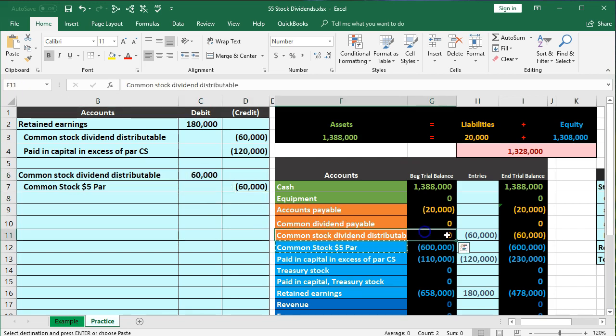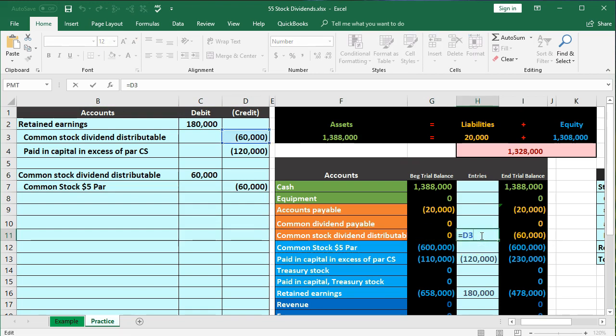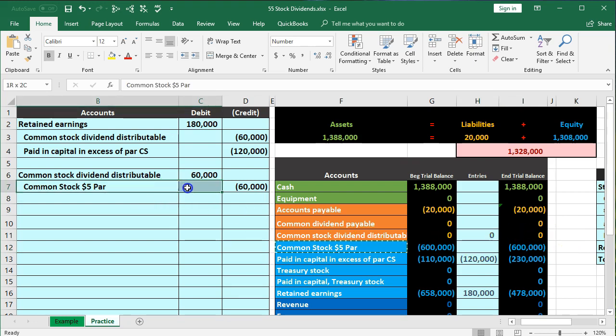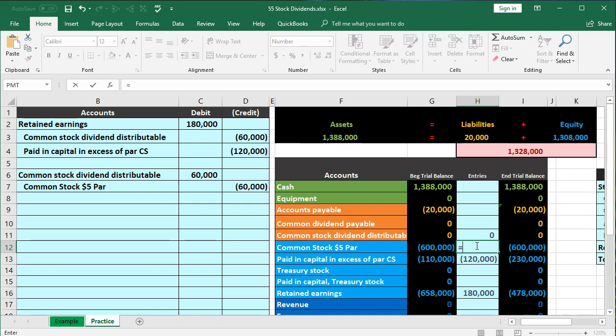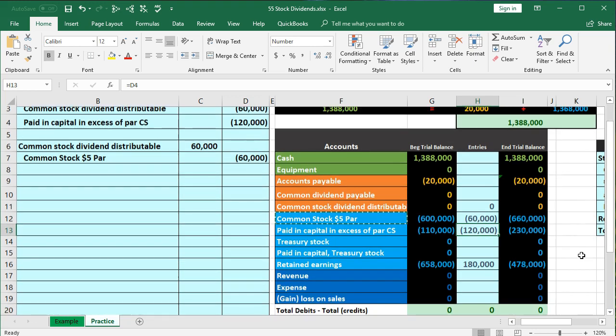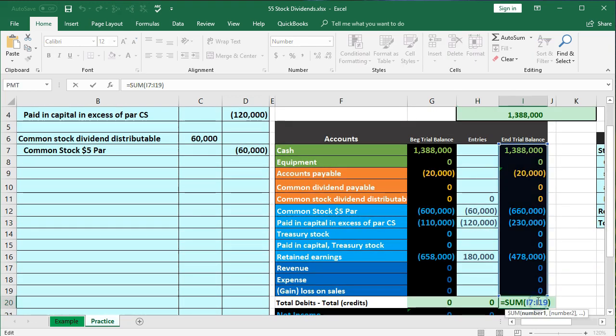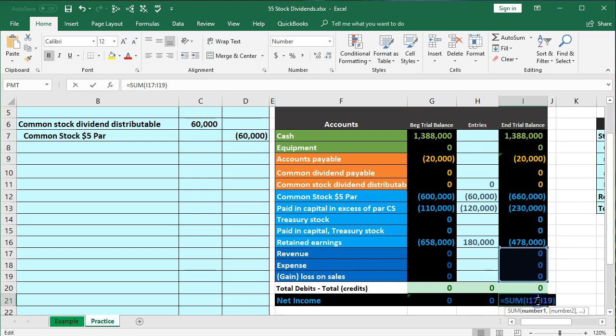Here it is on the trial balance. We're going to be in cell H11. Double-click on it. Go to the end of it. Plus. Point to that 60,000, bringing the 60,000 credit down by 60 to zero. Then we're going to go to the common stock $5 par. Here it is in the journal entry. Here it is in the trial balance. We're here in H12, where we say equals. Point to that 60,000, bringing the 600,000 up by 60,000 to 660,000. So we're back in balance here. Still no effect on net income.